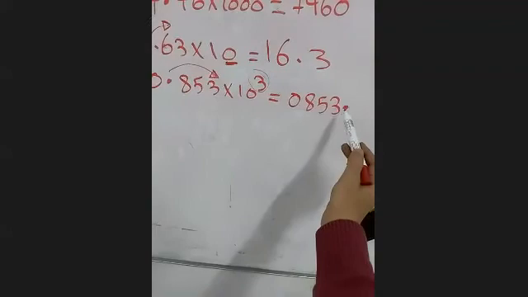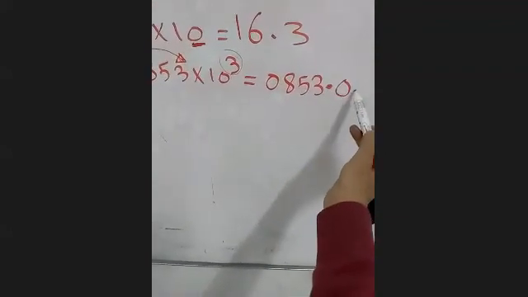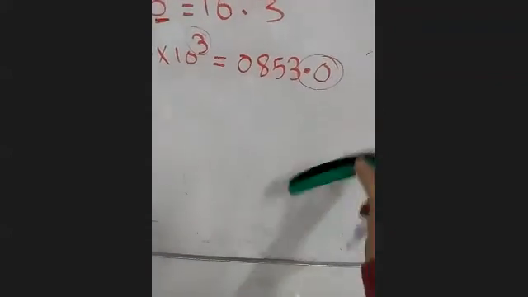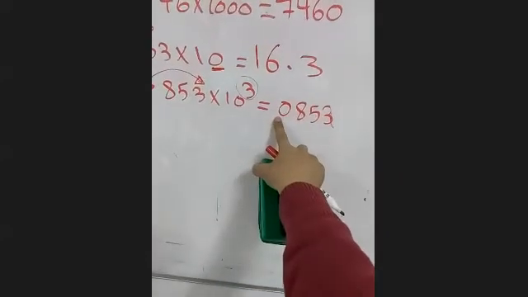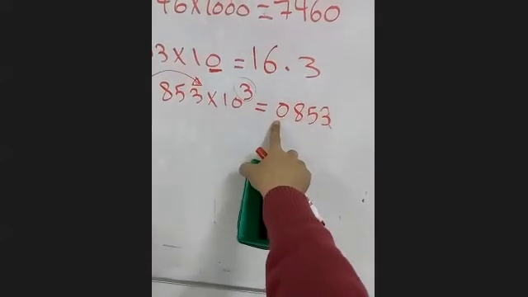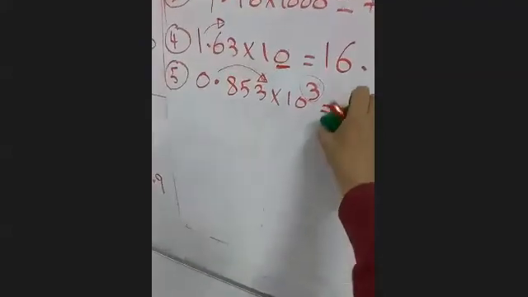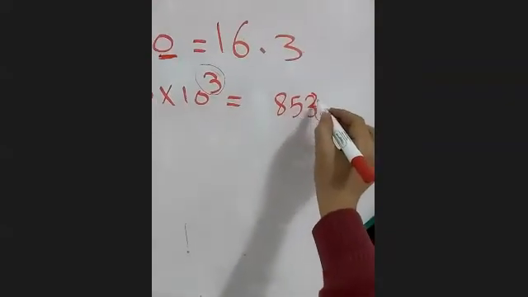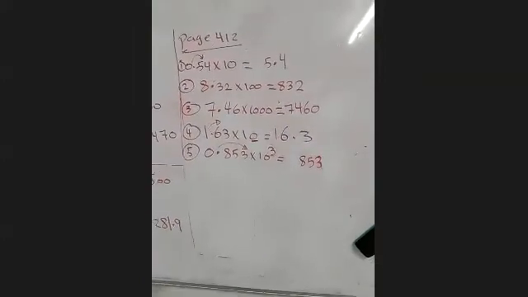Excellent. But the decimal will be here. No need to put 0, right? Decimal 0, do we need it now? No, we don't need it. Erase it. Do we need the 0? No, it has no value. What's the answer? 853. This is question 5.